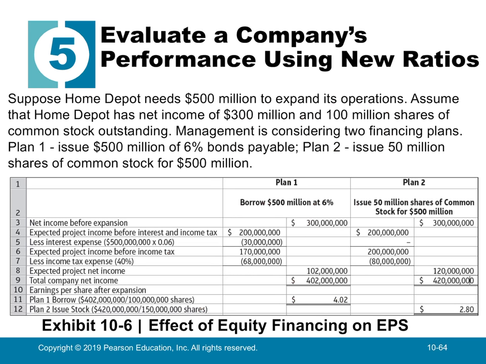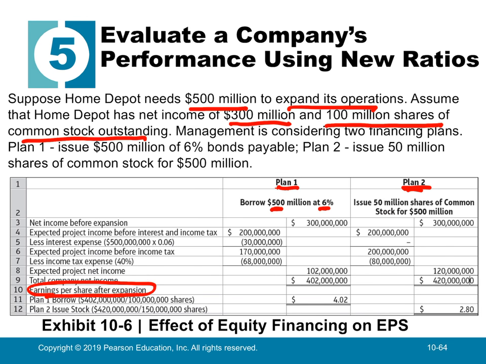So let's go through here and look at an example of a project where Home Depot wants to expand operations. They have plan one or plan two. Plan one is they need to borrow $500 million at 6%, right? So Home Depot needs $500 million to expand operations. Their net income currently is $300 million, and there are 100 million shares of common stock outstanding, and there are two options. Let's see how they affect earnings per share after we do this expansion.